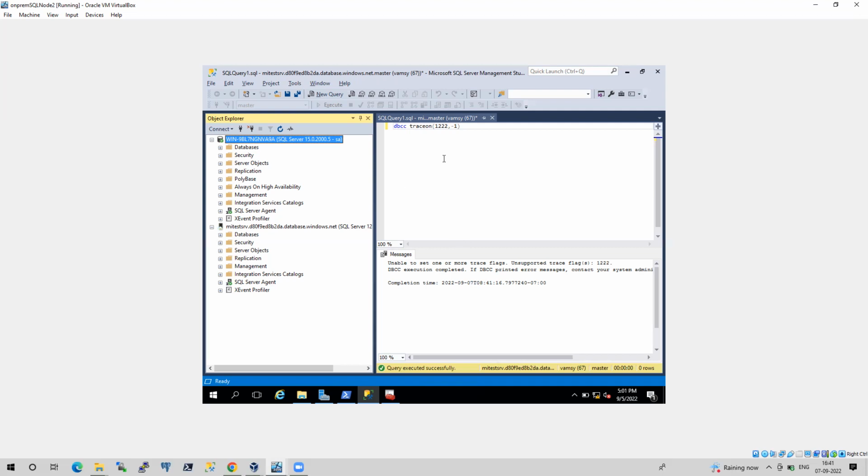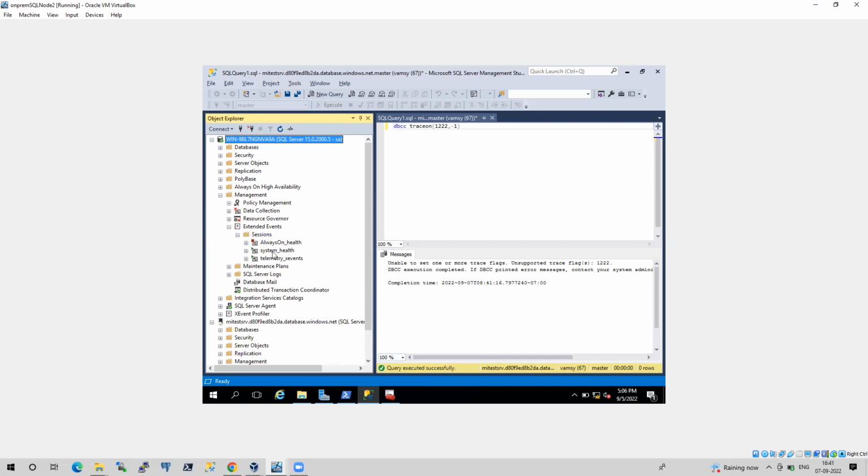But even on premises, I never made use of these trace flags from 2012 or even 2008 R2, because we have system health sessions. So we can fetch that deadlock information from system health sessions. Under Management, you will be able to find that, and it will be running. I think it is there from 2008 R2, if I'm not wrong. Sorry, 2012, I think, for system health.